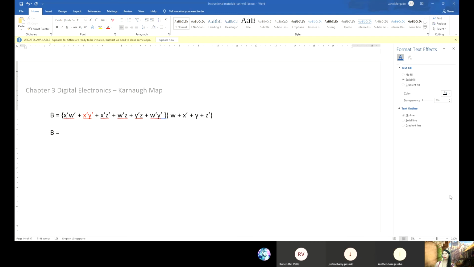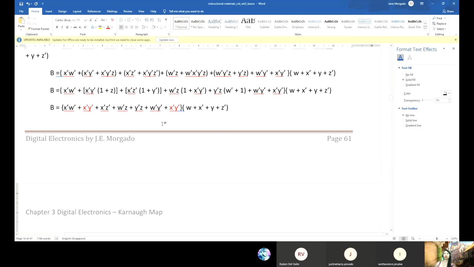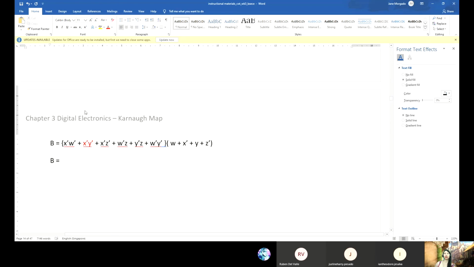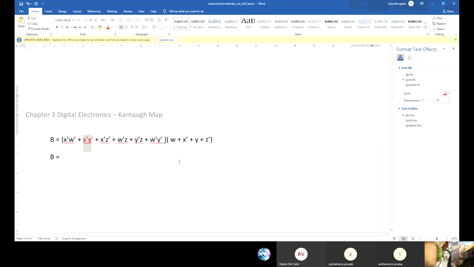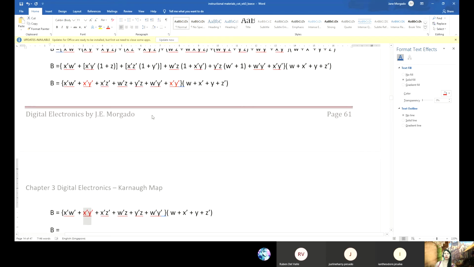Naulit na po yung X prime, Y prime. Oo nga. Pag naulit, isa lang, no? Okay na ba to? Okay. Oh, we have to X prime, Y prime here. Nung nag-simplify tayo, so isa lang. Okay, so ito na yon. Okay, we have to remove the other one.